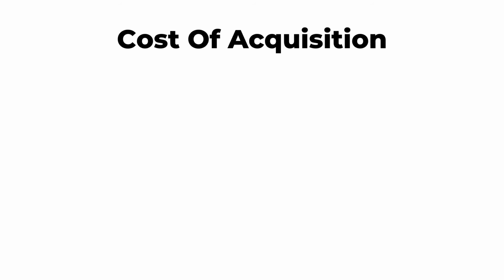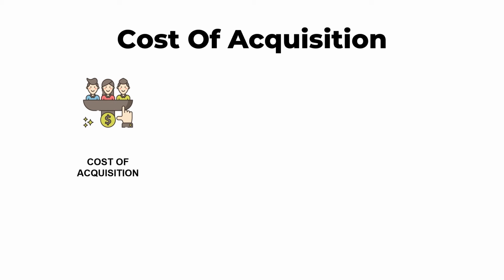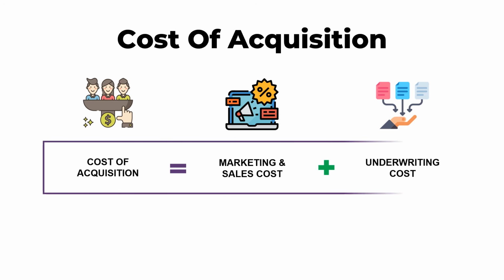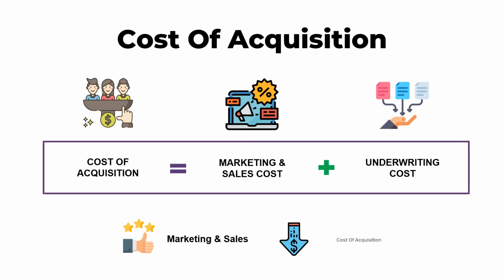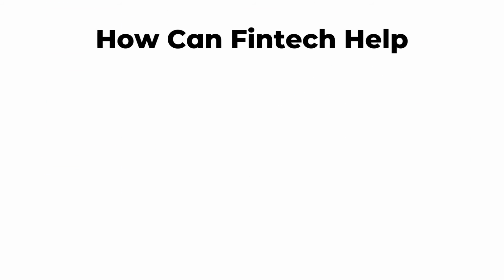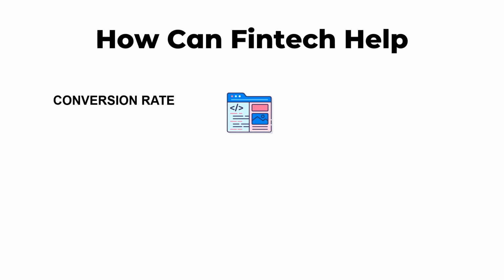Cost of acquisition. Firstly, the cost of acquisition can be broken down into two parts: marketing and sales costs and the cost of underwriting. A more efficient marketing will mean a lesser cost of acquisition. Fintech can help lower the cost of acquisition in terms of conversion rate, UX, UI, a web interface which helps customers better understand the product, which will lead to a better conversion rate.